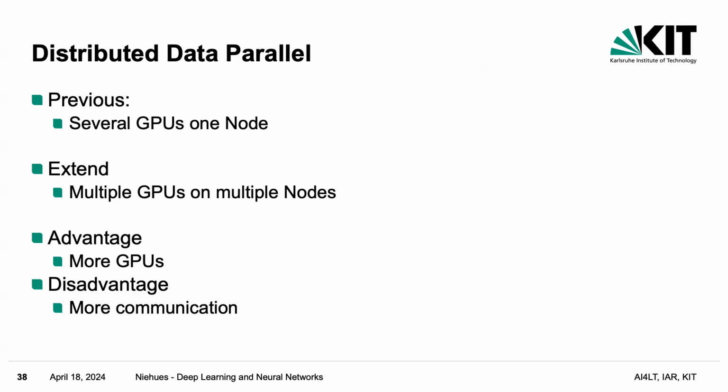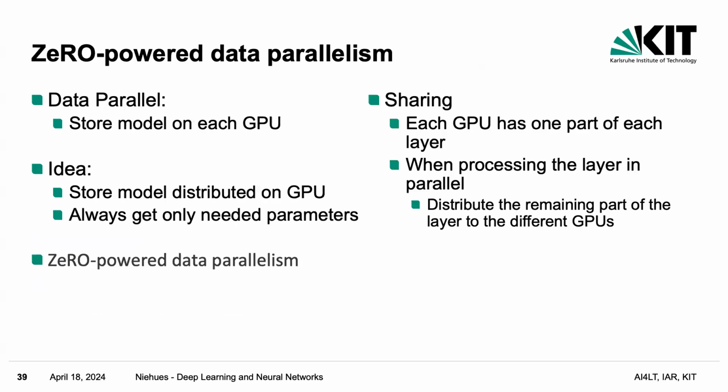So what can we do if the model doesn't fit on one GPU? There is this idea of ZeRO-powered data parallelism, where we have even more communication overhead, but it's done efficiently. We are not storing the whole model on all GPUs; mainly each GPU stores part of the model. Every time it needs to calculate, it gets the parameters it needs from all the other GPUs. They distribute them, it calculates, and then it can delete the parameters again.